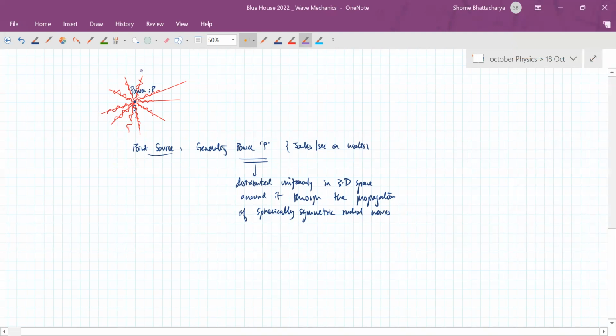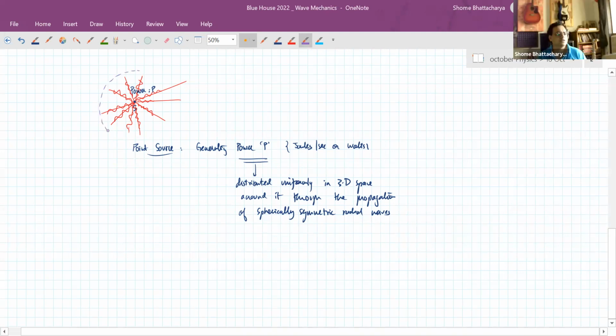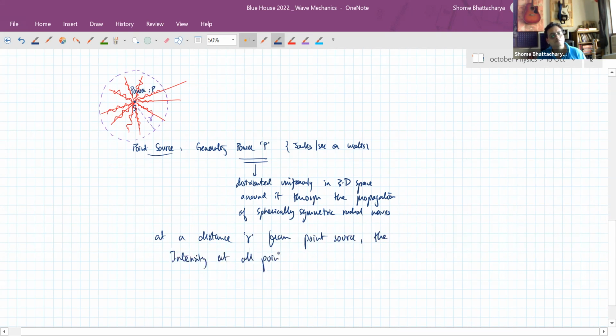Yes, sir. So if you consider now an imaginary surface which is spherical, like a Gaussian surface you do in electrostatics, consider an imaginary spherical surface at a distance r. So on a surface at a distance r from the point source, the intensity, that is, at all points, will be the common value of P divided by 4 pi r squared.